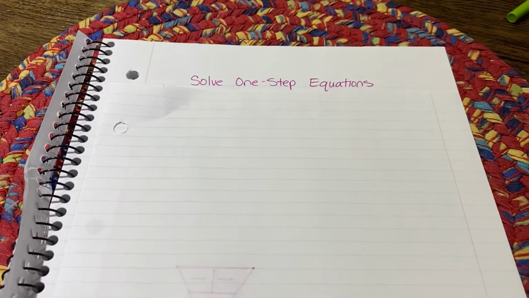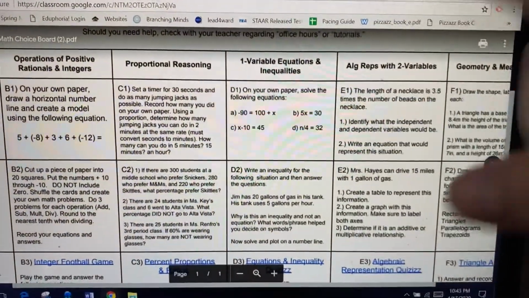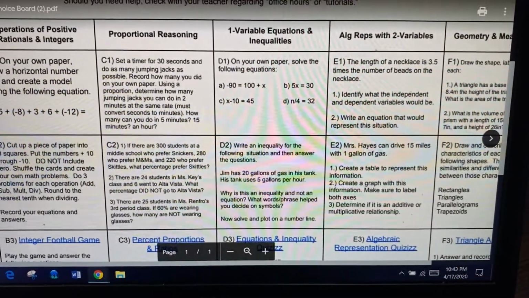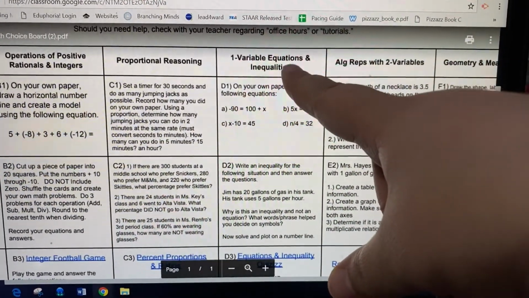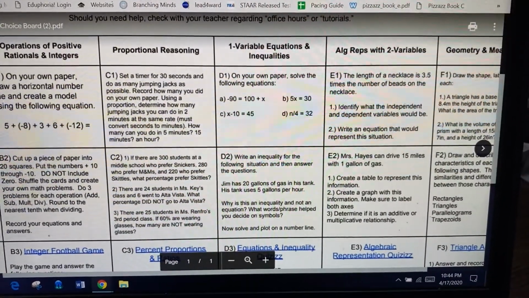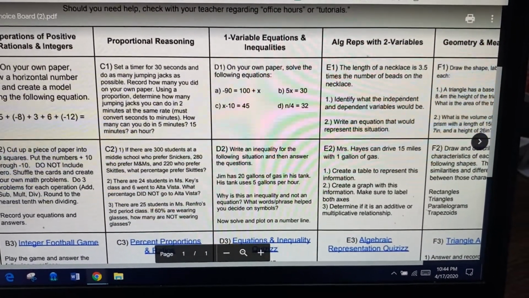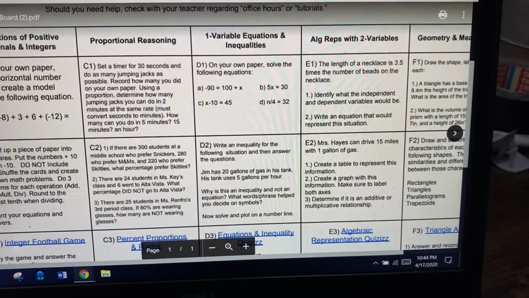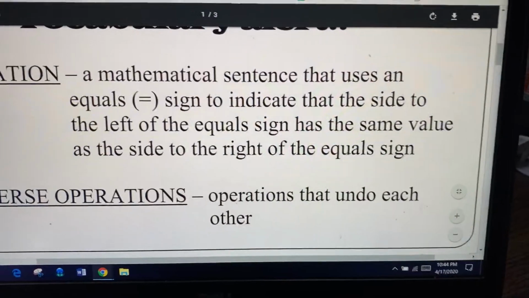So if you're working on your choice board, this is going to go along with the D skills, D1, D2, D3, D4. You can see here that it does say equations and inequalities. This video is just going to go over equations. I will address inequalities in another video. This is just equations. So before we get started, I want to talk about a couple things.